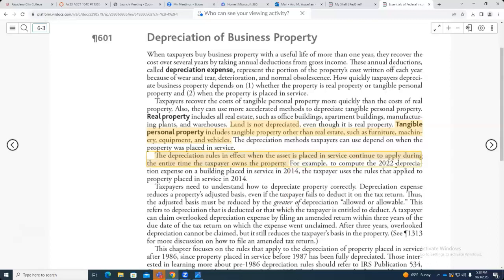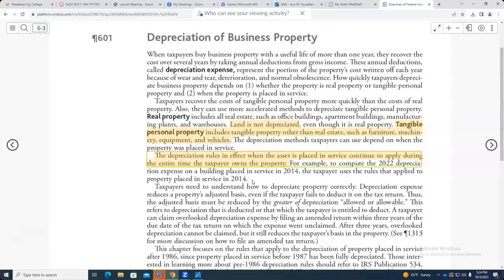For example, compute 2022 depreciation expense on a building placed in service in 2014. The taxpayer uses the rules that apply to property placed in service in 2014. So you need to look at that year, what's going on. If there's a specific rule, you have to follow that rule for that specific asset that you put in service in that specific year. Some rules are overall general, but I cannot just say, oh, this is 100% and it's not going to change. That's the bad thing about tax. By the time you learn something, they're going to change it.